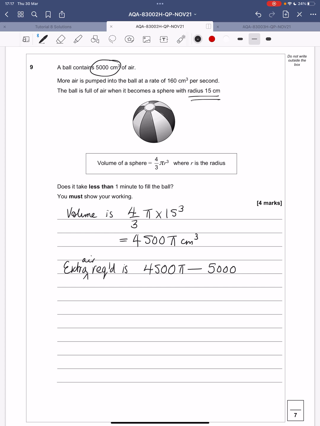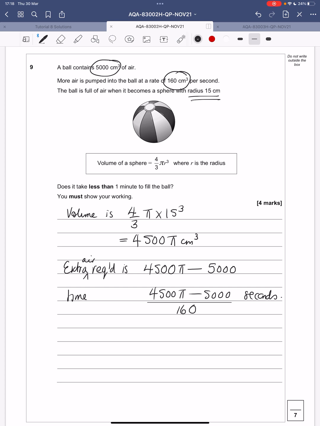Okay. And then that extra air is pumped in at 160 centimetre cubes per second. So for the time, we need to see how many 160s go into this. Notice I'm not working out this exactly yet because of the pi. I want to keep it accurate until the end. So it's going to be that many seconds.